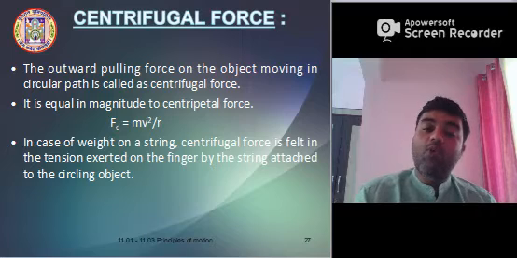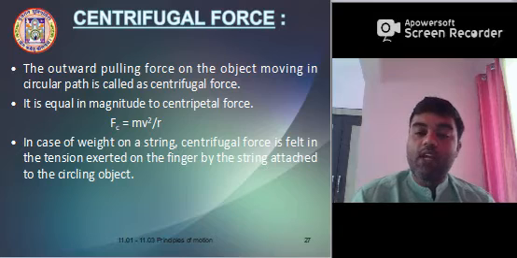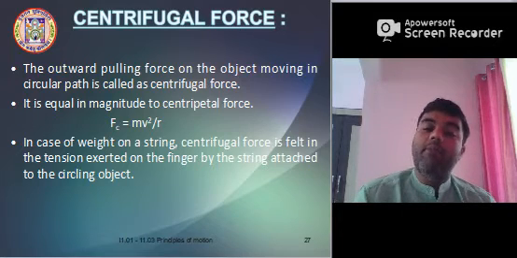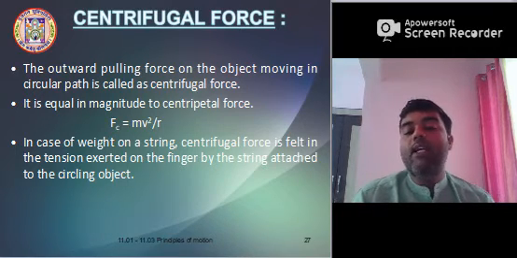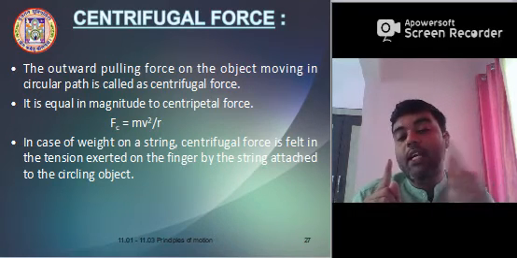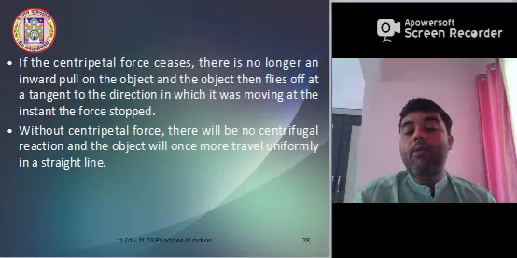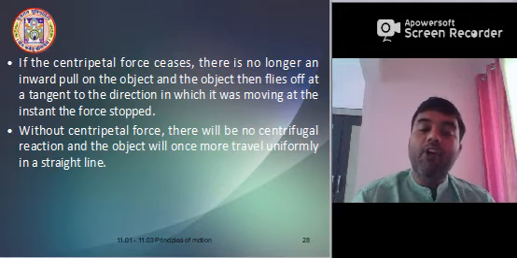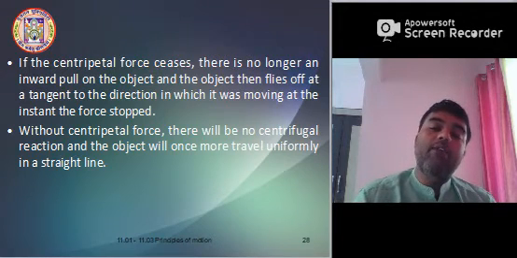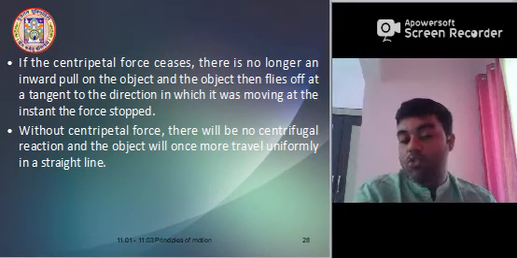The outward pulling force on an object moving in a circular path is called centrifugal force. It is equal in magnitude to centripetal force, that is Fc is equal to mv square upon r. In the case of a weight on a string, centrifugal force is felt in the tension exerted on the finger by the string attached to the rotating object. If the centripetal force ceases, there is no longer an inward pull on the object, and the object flies off at a tangent to the direction in which it was moving at the instant the force stopped.